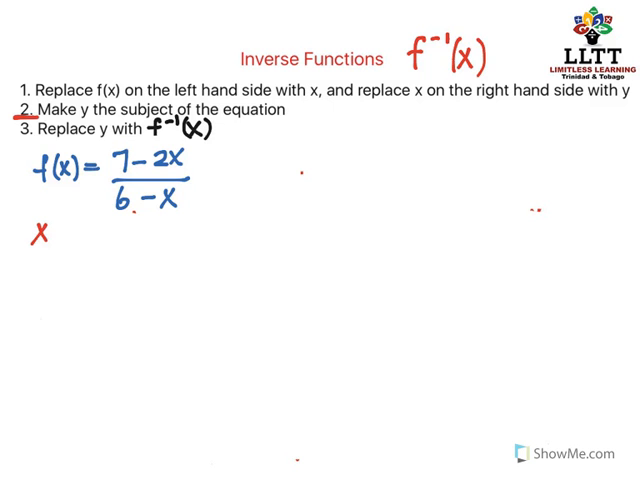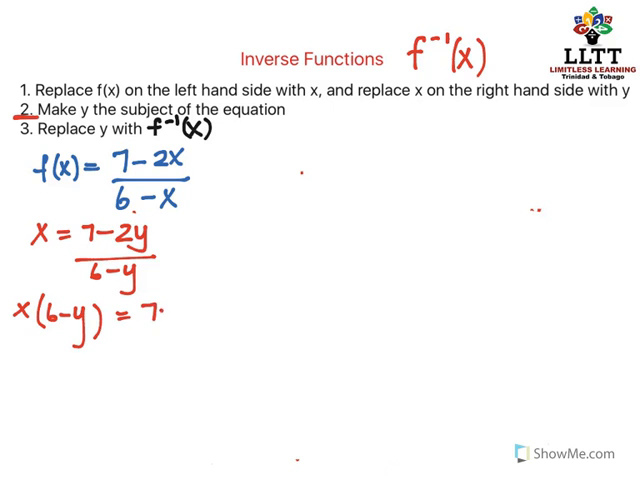So the first step, again, is to replace f of x on the left-hand side with x. Done. Then on my right-hand side, anytime I see x, I replace with y. So I have 7 minus 2y divided by 6 minus y. So on my right-hand side, once again, I have a fraction. There's a y variable that's in my denominator. So to get rid of that denominator, I'm going to multiply both sides by that denominator, because whatever I do to one side, I must always do to the next side. So I'm going to multiply both sides by 6 minus y, which is my denominator.